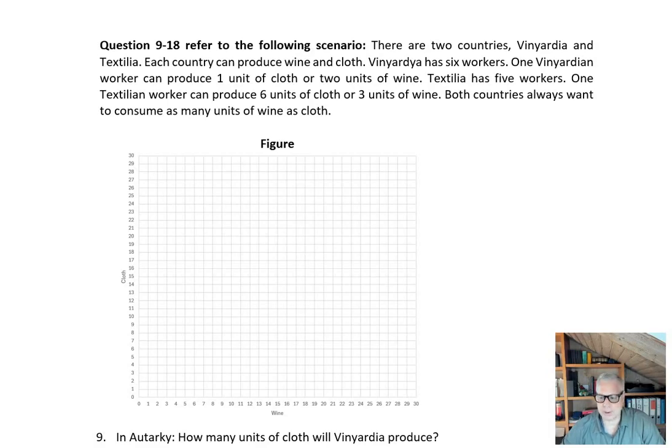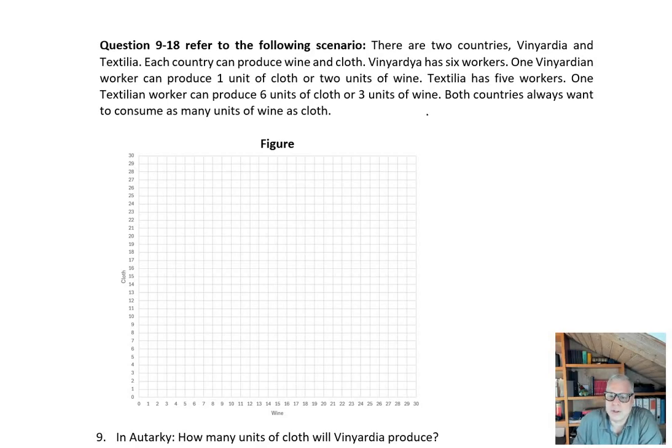And before we answer all those questions, let's just solve the entire problem, which is we need to draw the production possibility frontiers. We need to determine how much they produce and consume in the autarky, how do they specialize, and how do they trade, and how much can they consume after trade. Okay, so let's start with Vinyadia and the worker allocation.